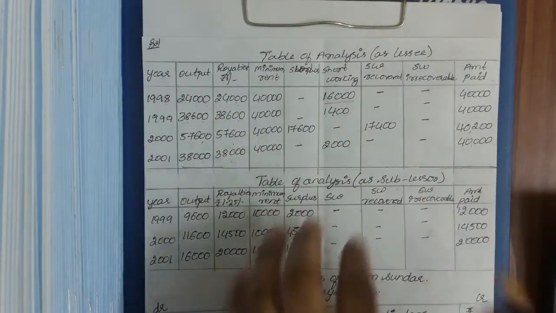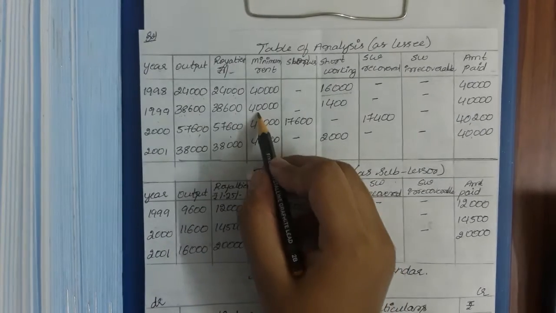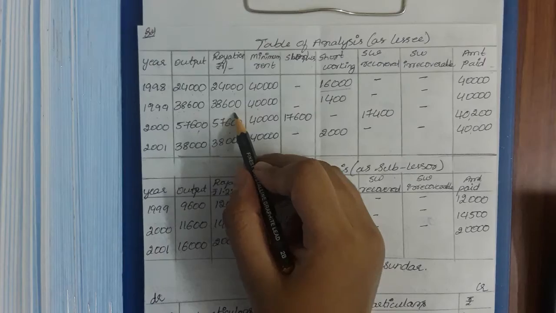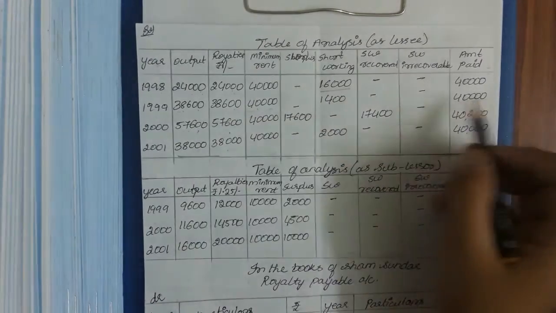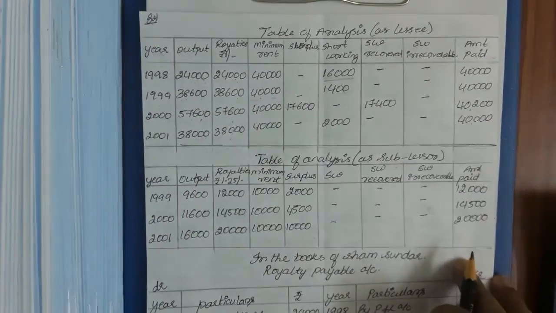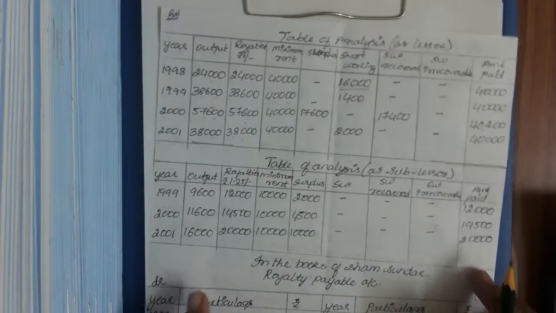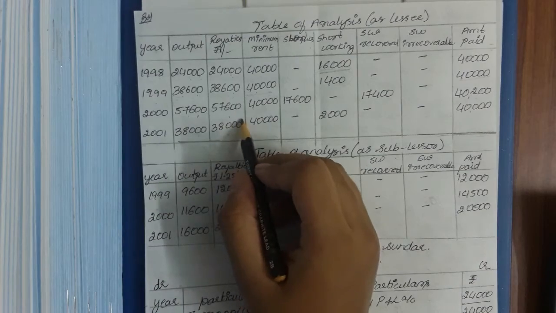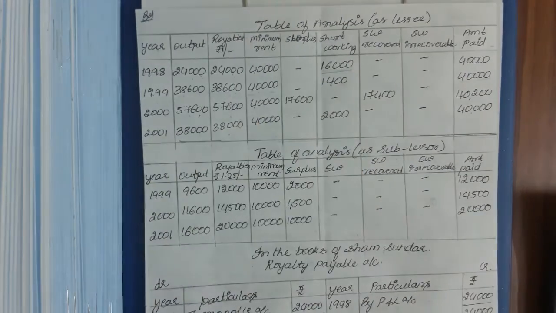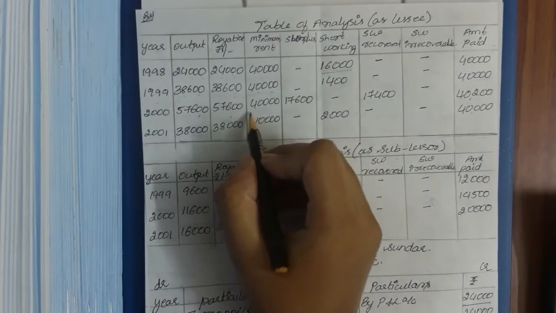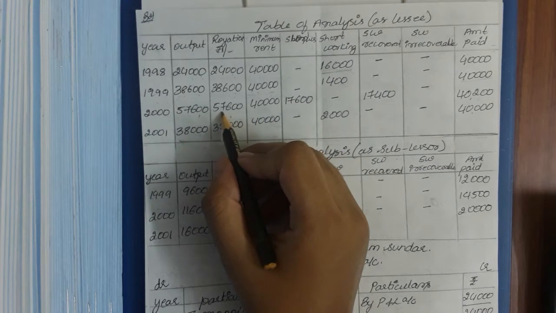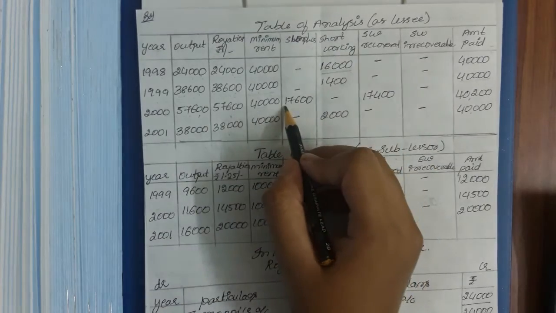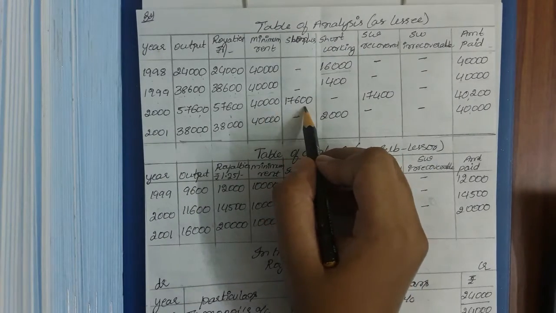40,000 minus 24,000, 16,000. Even in the second year, the minimum rent is more than royalty. In that case, what happens? We will be paying the minimum rent, but we will be taking 1,400 rupees as short workings. Next, in this third case, we have surplus. That is, our royalty is 57,600. Minimum rent is 40,000. So now the surplus will be 17,600, right?